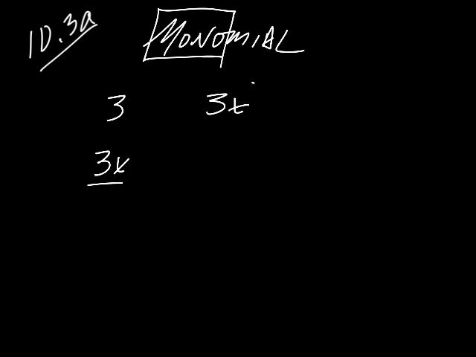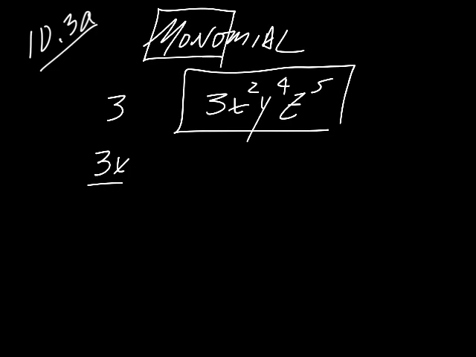And mono means one. What it is, is one term that is either a constant, like the number 3 is a monomial, or the product of a constant and one or more variables. So 3x, putting them both together with multiplication, would be a monomial. I could also write 3x squared, y to the 4th power, z to the 5th. Because they're all multiplied together, they would be considered a monomial.